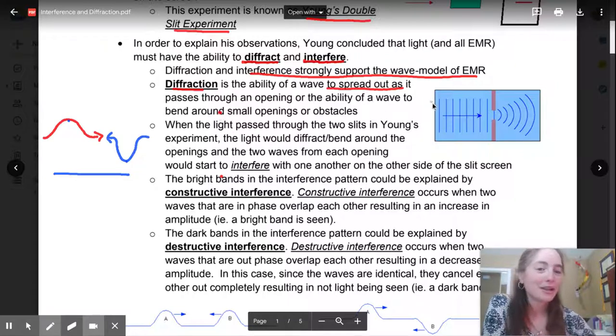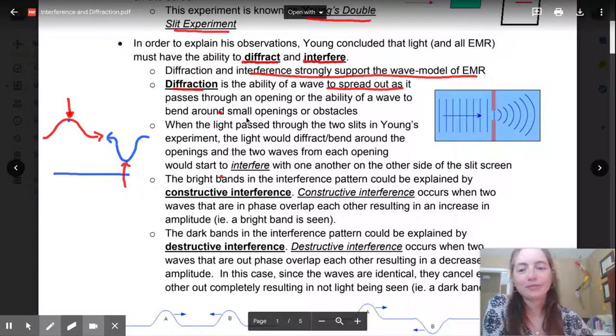So these lines are going to represent a part of the wave. We're going to say that's the crest, or the top of the wave. So if this was a light wave, then that bit there would represent these lines, and the gap in between them would represent the troughs in your wave.